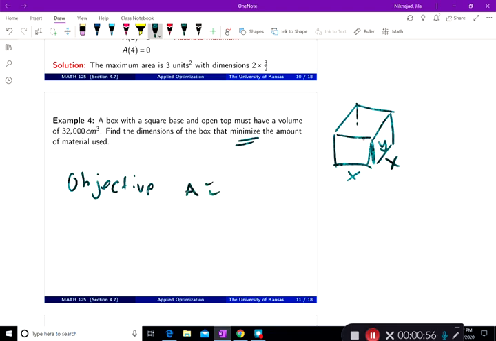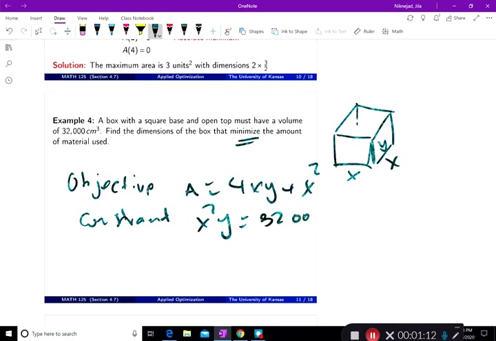A equals 4 walls, 4x times y, plus a base, x squared. And then the constraint is that the volume, which is x squared times y, has to be 32,000 cubic centimeters. Now, from the constraint, you solve for y, and then you plug it back in.